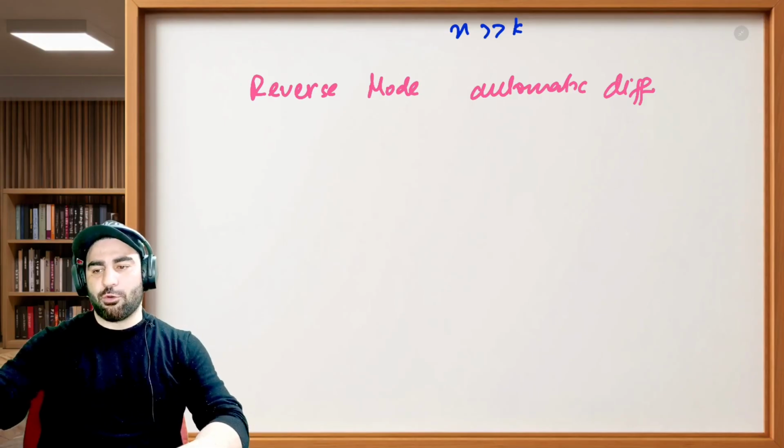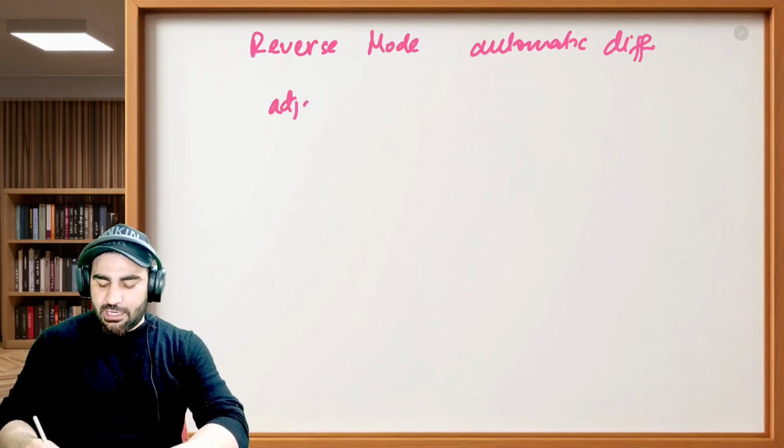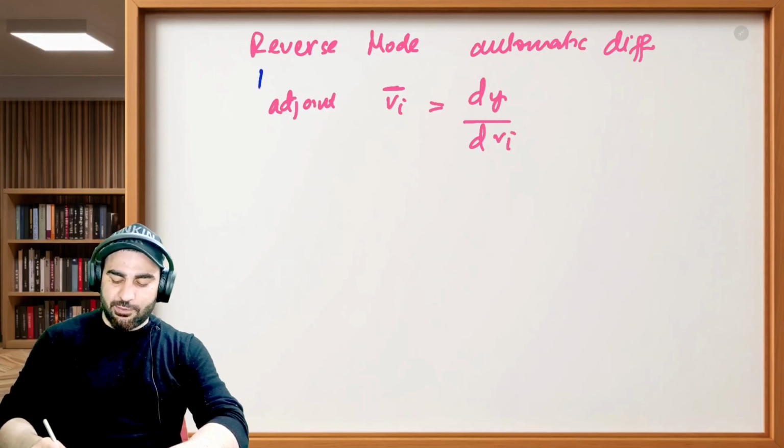So how to do that? In this, we'll define a term called adjoint. This adjoint of vi, we'll define it like this, vi bar. It will be equal to the derivative of y with respect to vi. This is how we'll define it, and this will be called an adjoint.